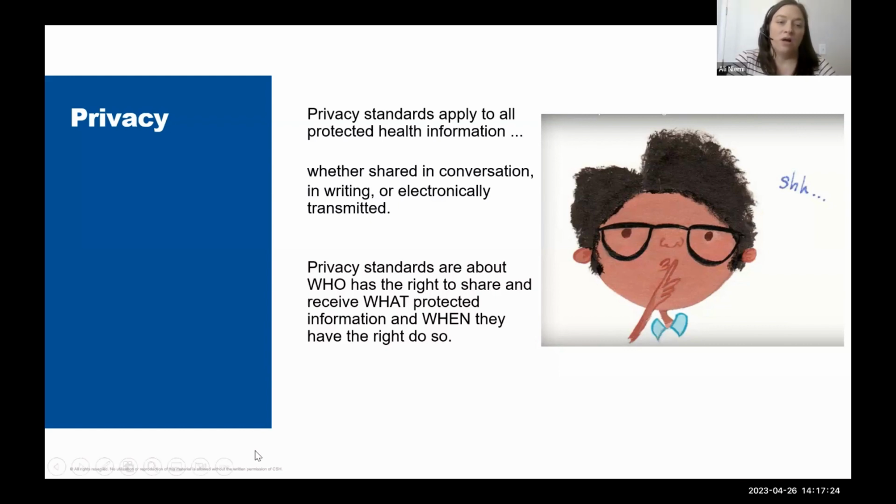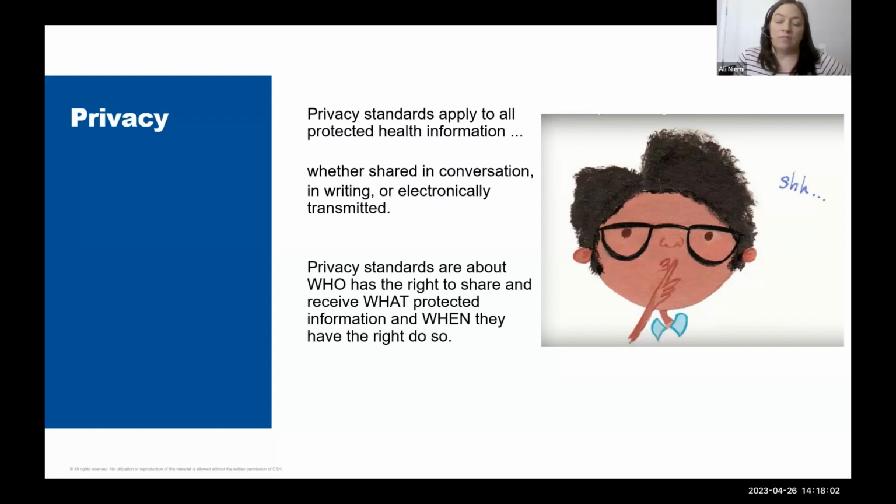Privacy standards apply to all protected health information, which includes things like diagnoses, medications, treatment plans, providers, services received, anything that is related to the person's health. And it includes things that are shared in conversation, in writing, or electronically transmitted, or overheard, which is another thing that could happen. So privacy standards are about who has the right to share what information and when they have the right to do so.